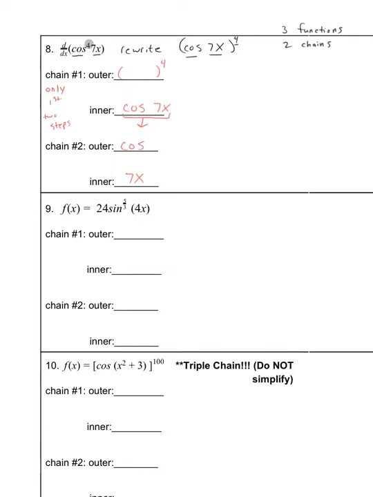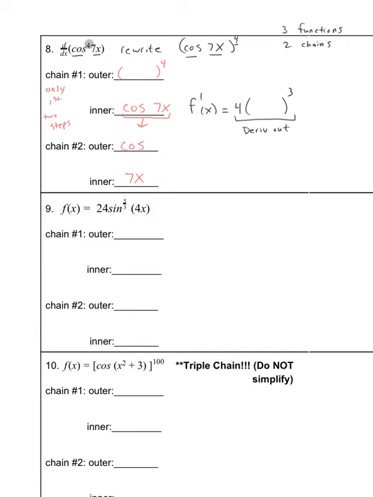All right, so let's get started. The derivative in our first chain, the derivative of the outer, the derivative of something to the fourth, is 4 times something to the third. That's the derivative of the outer. All right, now we go to the second step.